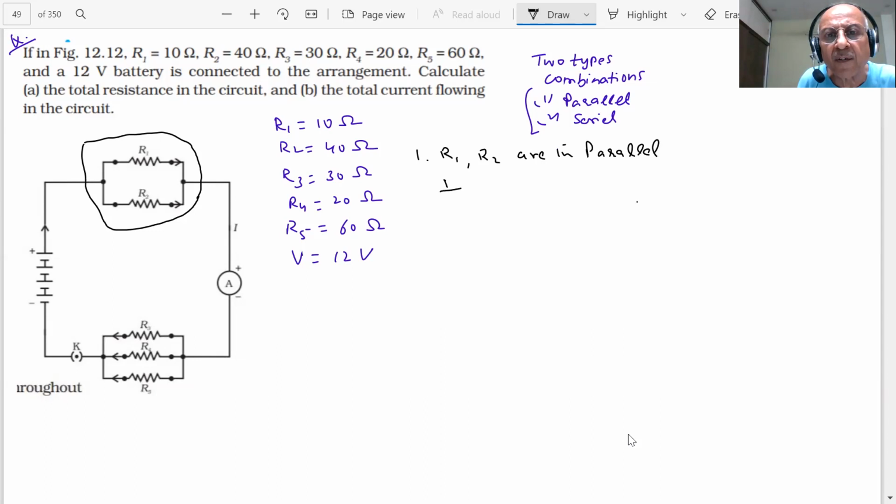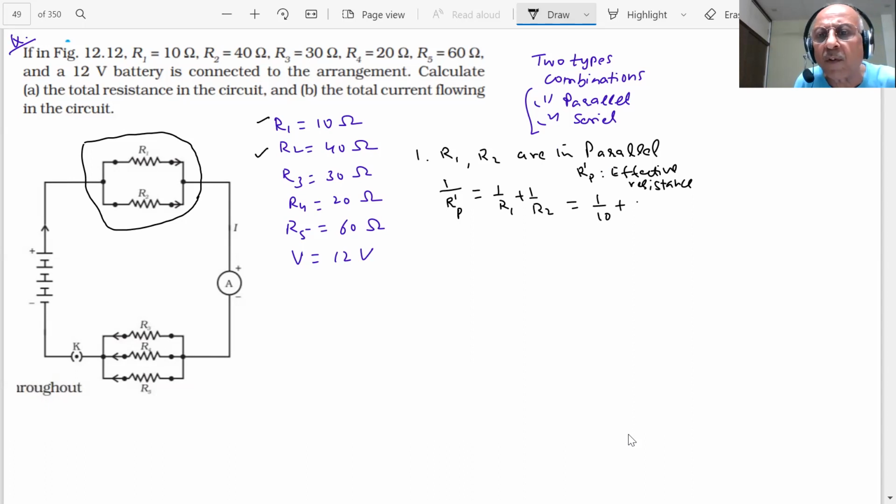So I call this RP1. 1 by RP1 is equal to, if RP1 is the effective resistance by which these two can be replaced, 1 by R1 plus 1 by R2. How much is that then? R1 is how much? 1 by 10. What is R2? 1 by 40.